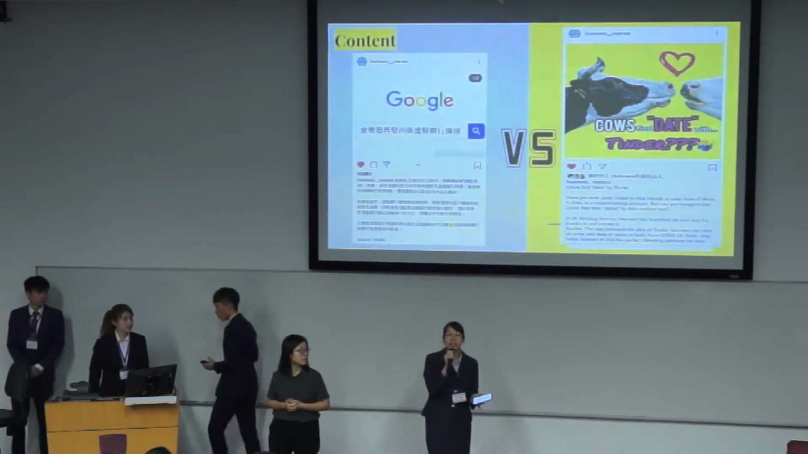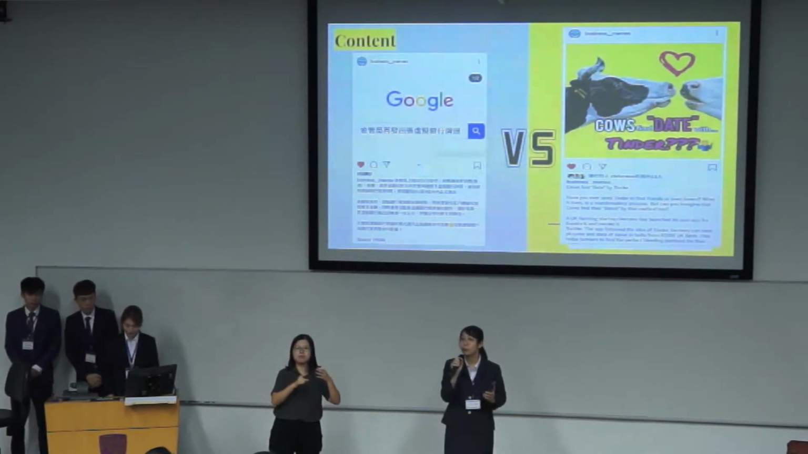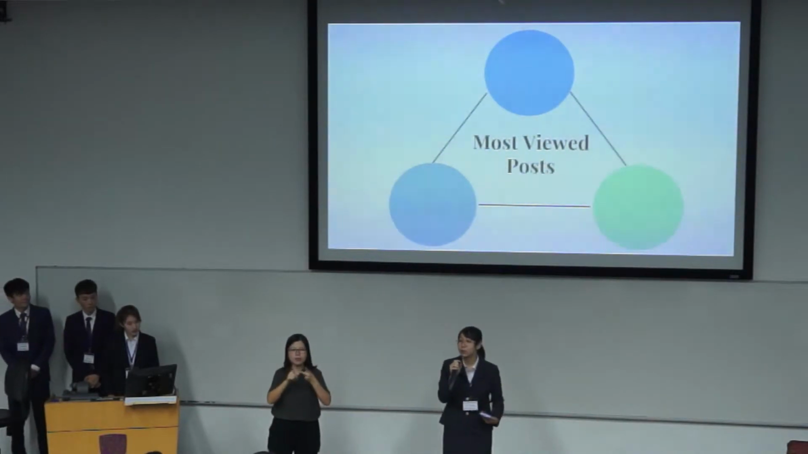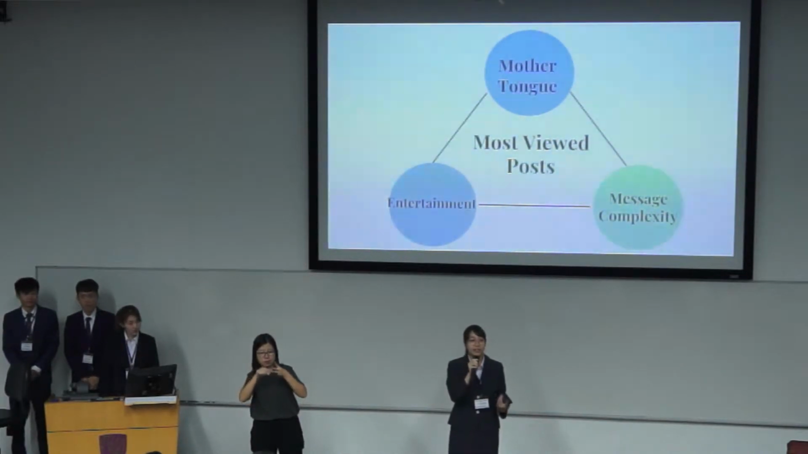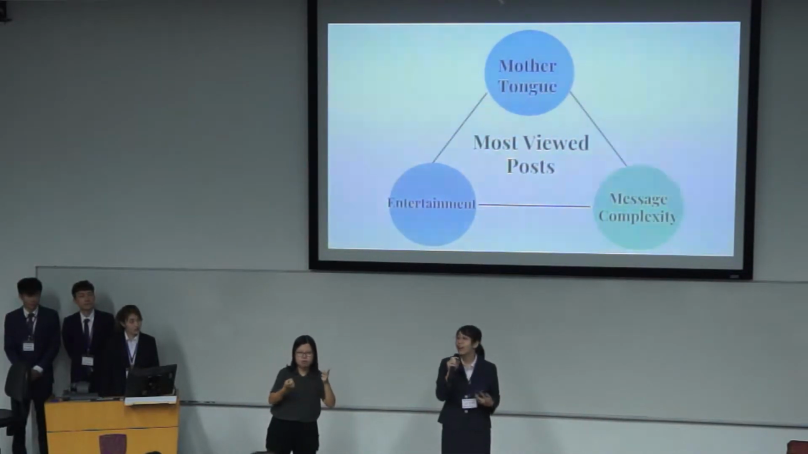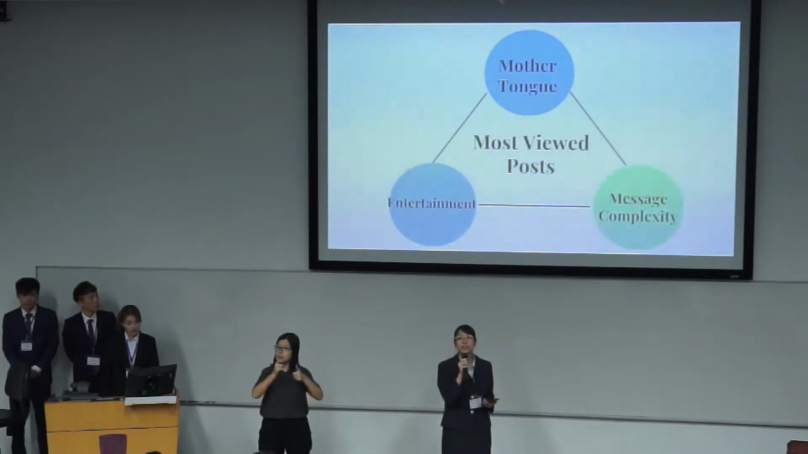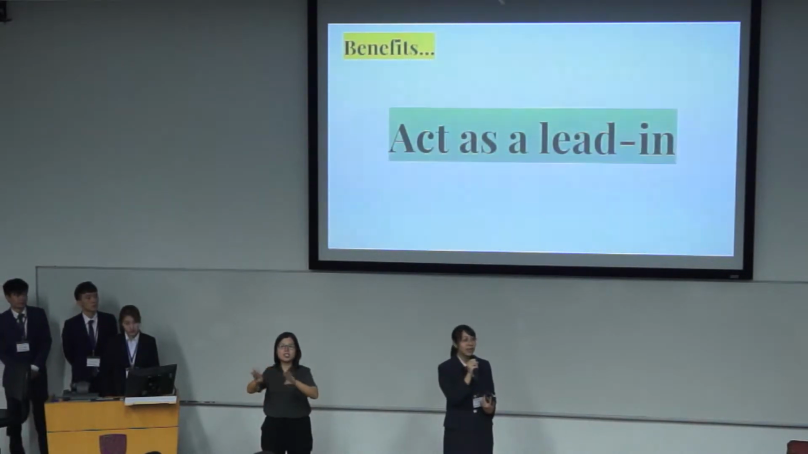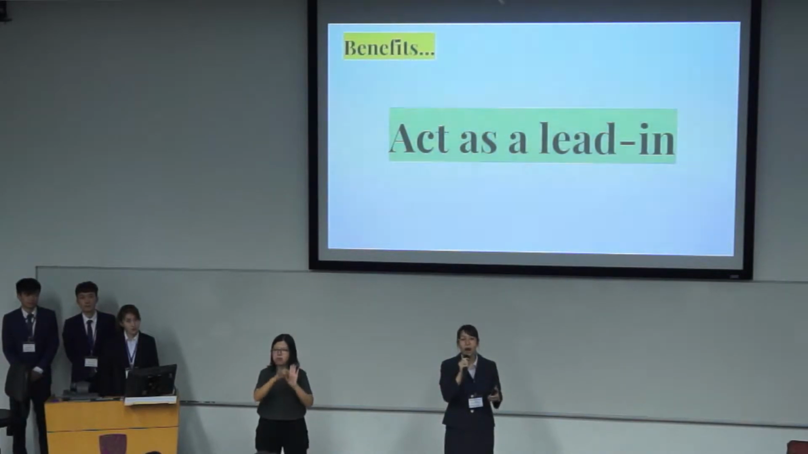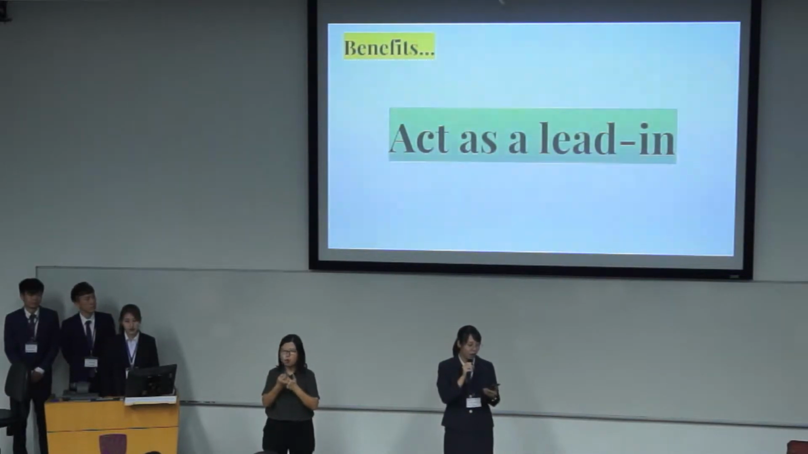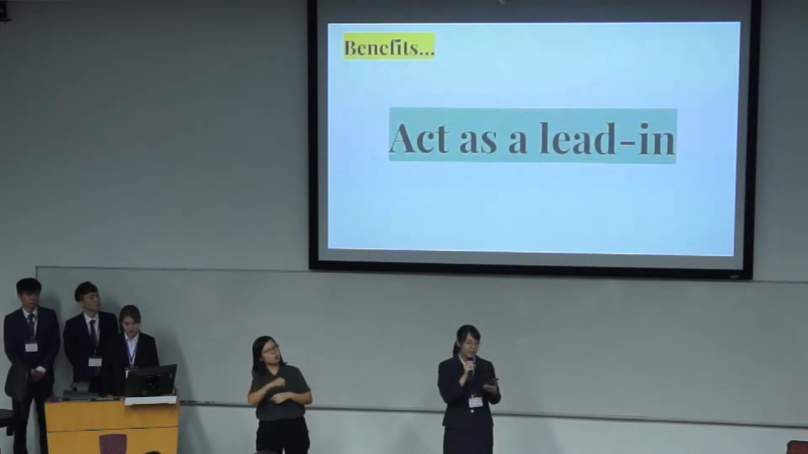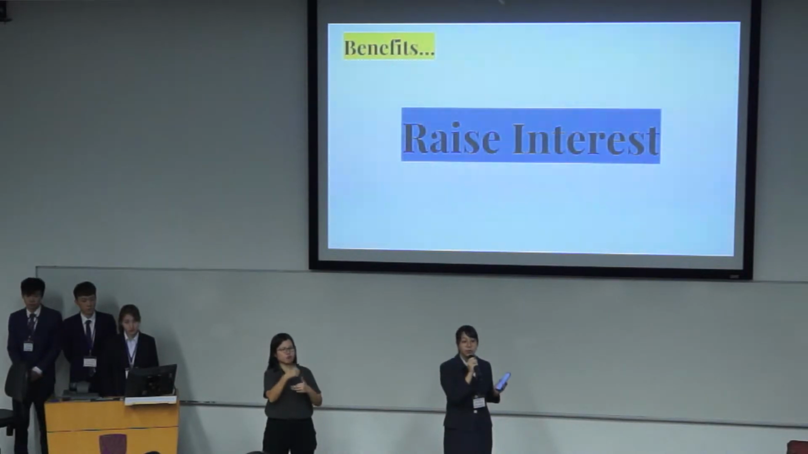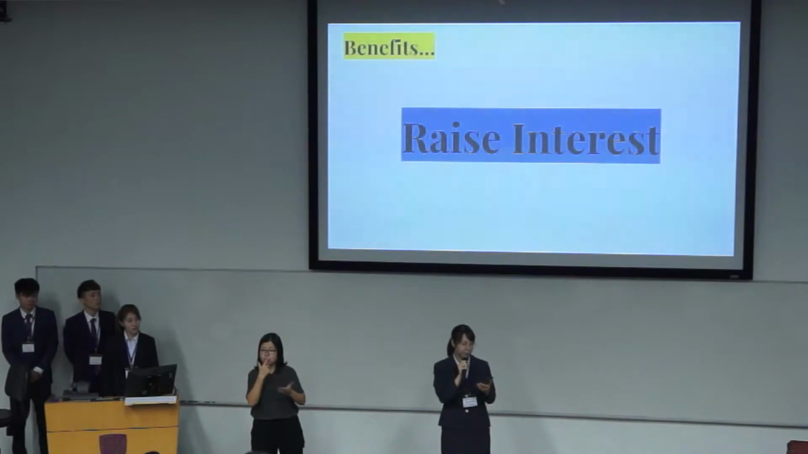Thanks, Jimmy. So from the 3 key elements, we find 3 characteristics that help build a most-used post: using mother tongue, being entertaining, and using easier wording. If we follow those 3 characteristics, both teachers and students can benefit from it. So first, teachers can use our page as a lead-in in class, exploring the use of social media and letting students receive information in a way they're more familiar with. For students, the posts can raise their interest and encourage them to read news, as what we do is changing news into something fun to catch their attention.